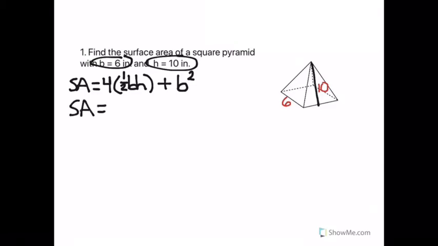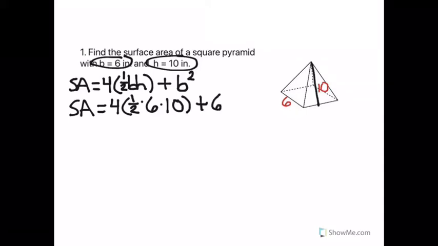Now let's plug in 6 for the base and 10 for the slant height. So SA, surface area equals 4 times parentheses 1/2 times 6 times 10 plus B squared will be 6 squared. Orders of operation tells us to calculate inside the parentheses first. So 1/2 or 0.5 times 6 times 10. Well, 1/2 of 6 is 3. 3 times 10 is 30. If it was more complicated, you could always use your calculator. 1/2 is the same thing as 0.5.